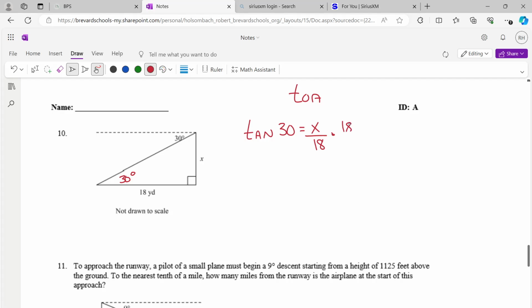Multiply by 18. 18 times tan 30 is 10.4, which is equal to x.